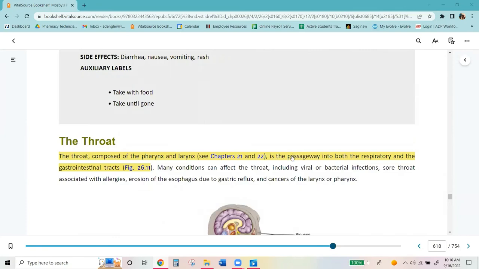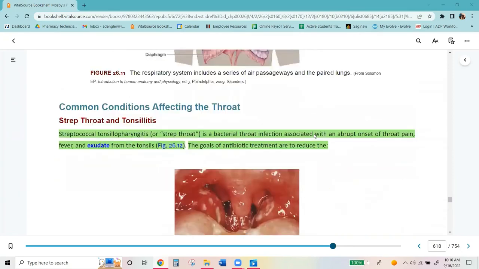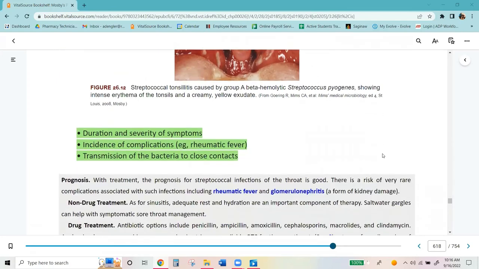The throat is composed of the pharynx and larynx. It is the passageway into both the respiratory and the gastrointestinal tracts. Strep throat is a bacterial throat infection associated with an abrupt onset of throat pain, fever, and exudate from the tonsils. The goals of antibiotic treatment are to reduce the duration and severity of symptoms, incidence of complications, like rheumatic fever, and transmission of the bacteria to close contacts.